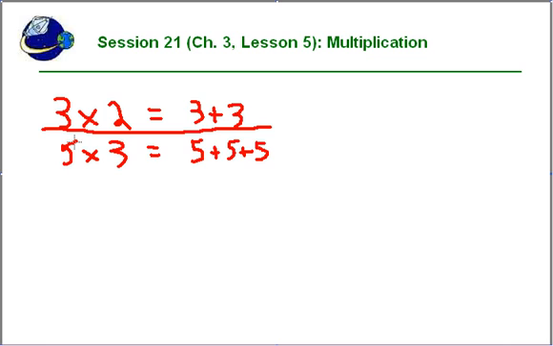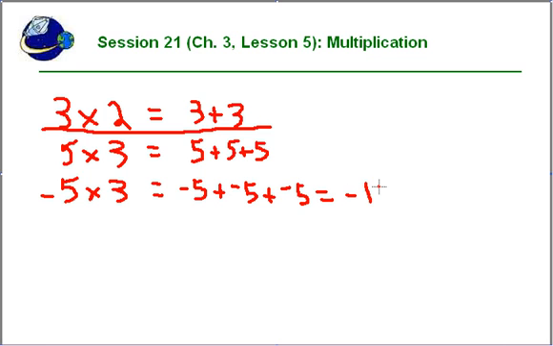Now, in our example where 5 times 3 equals 5 plus 5 plus 5, what if instead our question was minus 5 times 3? Now, is this 3 a negative or a positive? Well, it's a positive, even though there's not a positive right before it. It's implied. So we have a negative 5 times a 3. Well, if we use that repeated addition illustration, that would be negative 5 plus negative 5 plus another negative 5. What is that? The answer is negative 15.